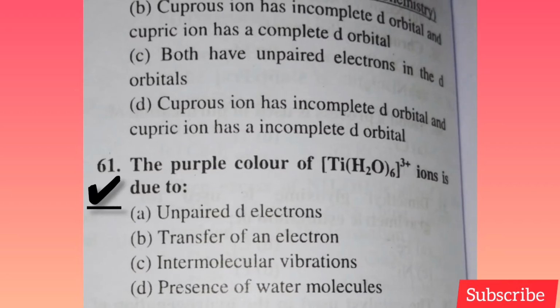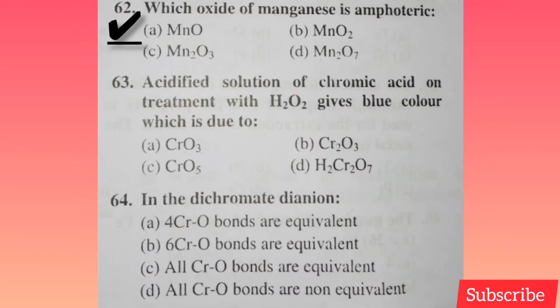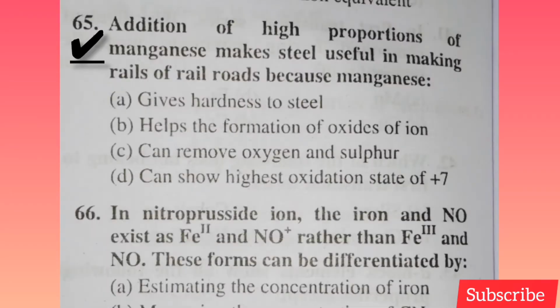The purple color of Ti(H2O)6 3 positive ion is due to unpaired d electrons. Option A is correct. Which oxide of manganese is amphoteric? Option B is correct. Acidified solution of chromic acid on treatment with H2O2 gives blue color, which is due to, option C is correct. In the dichromate ion, option B is correct. Addition of high proportions of manganese makes steel useful in making rails of railroads because manganese gives hardness to steel.